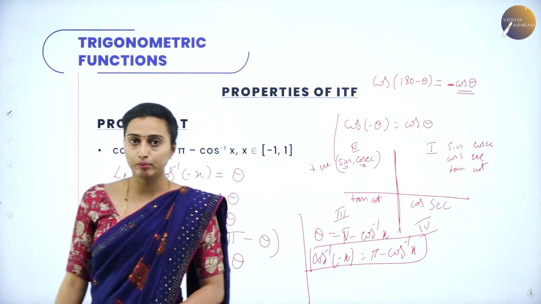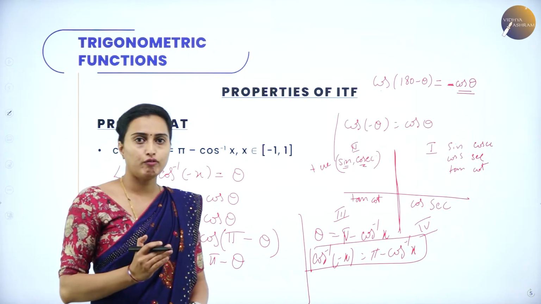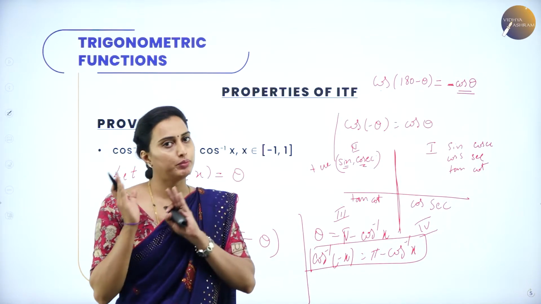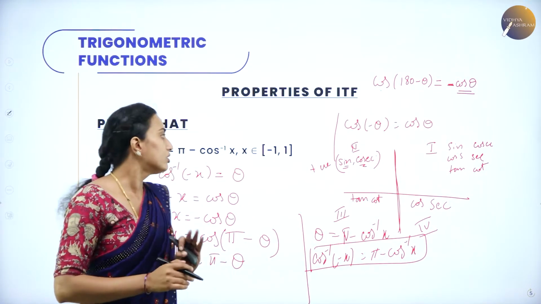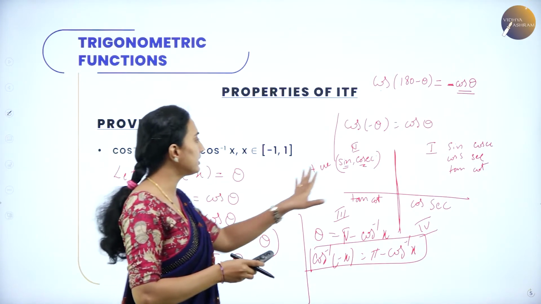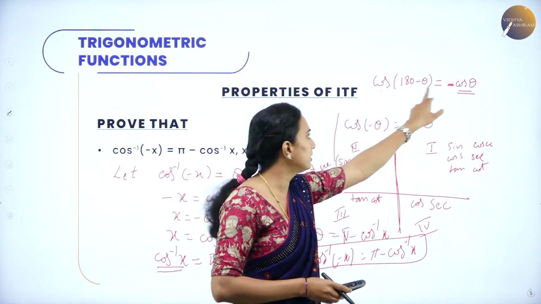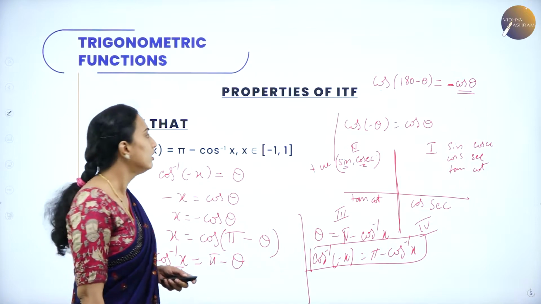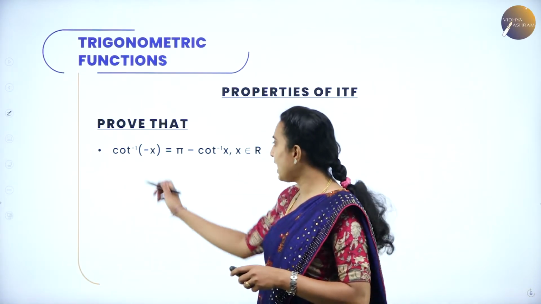Minus cos theta can be written as cos of 180 minus theta. In the multiples of 180, the cos trigonometric function as it is will be written. Okay, cos, sine, like that. So 180 minus theta falls in the second quadrant. So cos of 180 minus theta is minus cos theta. 180 can be written in the radian as pi. Got this one? So we'll move on to the next proof, which is cot inverse of minus x can be written as pi minus cot inverse x.